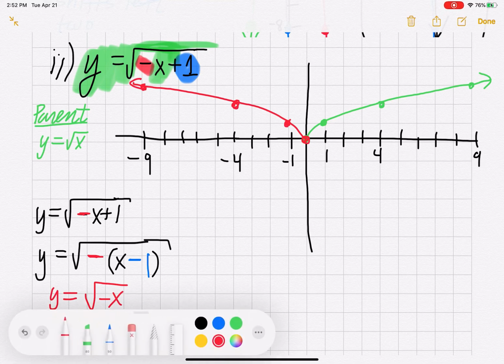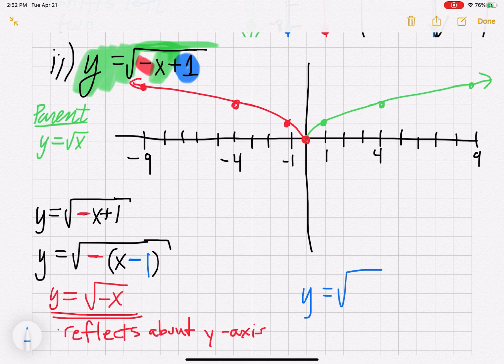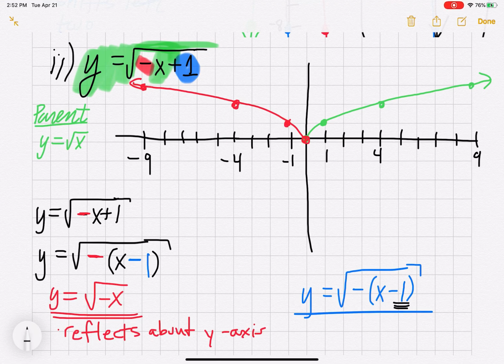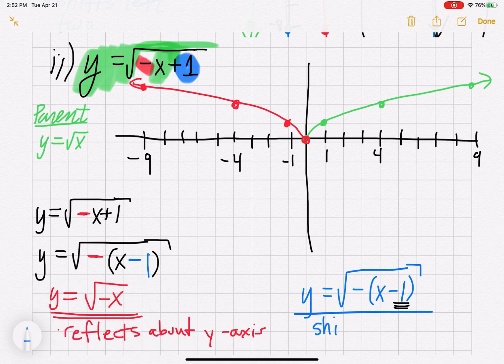All right, what about this last piece, the minus 1 inside the house? So I got y equals square root of negative, and then parentheses x, and then minus 1. What's that minus 1 inside of the house? That is going to shift everything horizontally to the right one. Remember when there's a minus inside of the house, it shifts it horizontally to the right. If it would have been a plus 1 inside of the house, you would shift it horizontally to the left. Shifts right one.